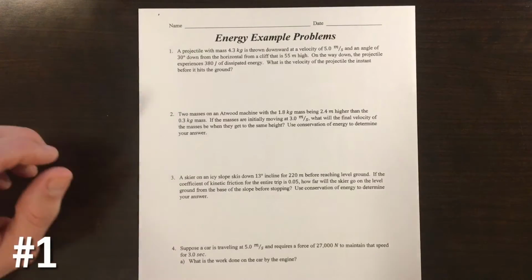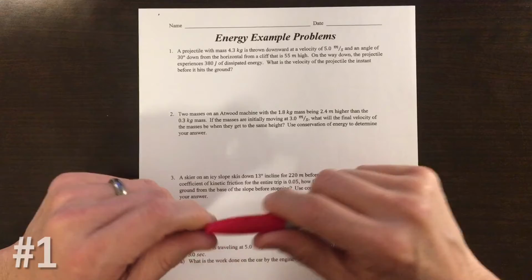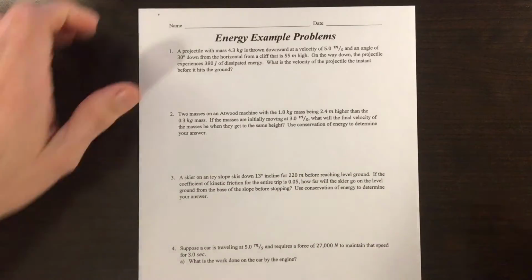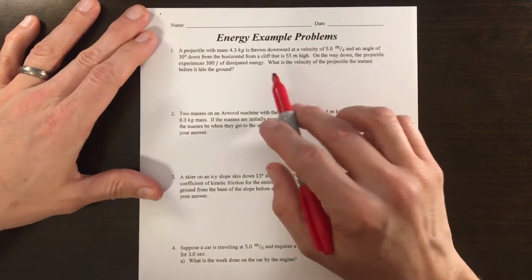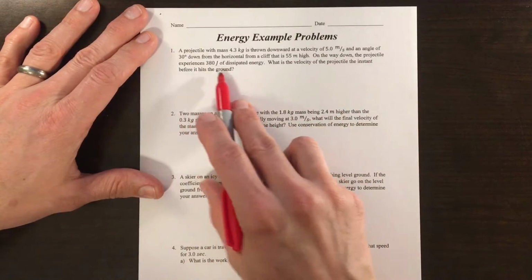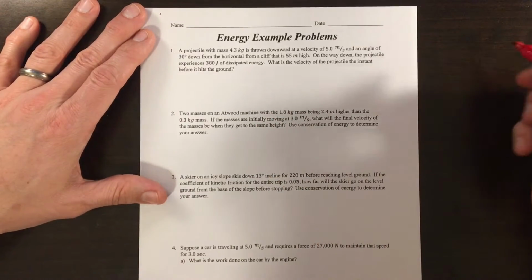All right, so these are the problems for the energy examples worksheet. Number one, it says a projectile with a mass of 4.3 kilograms is thrown down with a velocity of 5.0 meters per second at an angle of 30 degrees down from the horizontal from a cliff that's 55 meters high. On the way down, the projectile experiences 380 joules of dissipated energy. What's the velocity of the projectile the instant before it hits the ground?